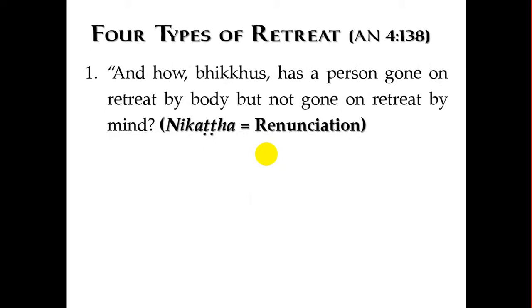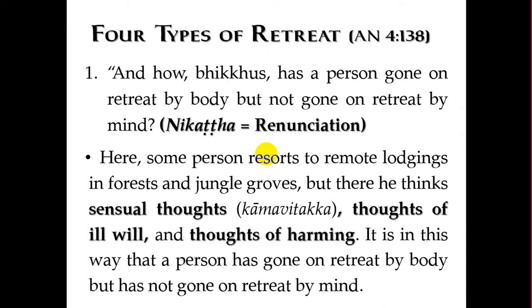And the Buddha said, how does a bhikkhu go on retreat by body, not by mind? And the Buddha said, he thinks sensual thoughts, kama vitakka, and he thinks thoughts of ill will, vyapada vitakka, and he thinks thoughts of harming. Even though you are on retreat bodily, you are thinking about sensual pleasures, you are thinking about killing other people, you are thinking about harming other people, right? You have not gone on retreat by mind, right?